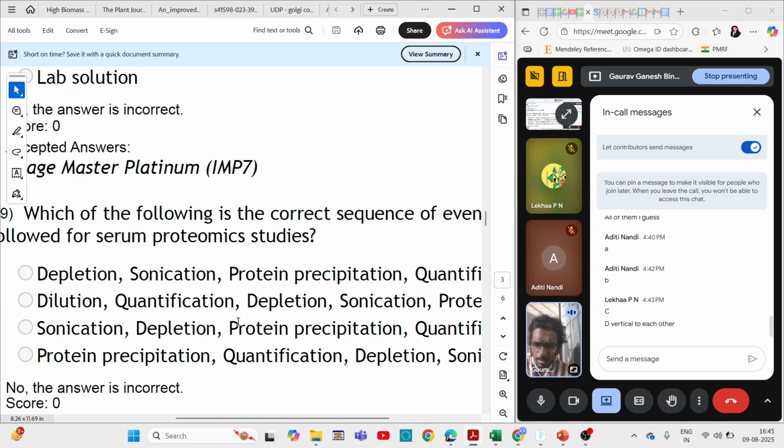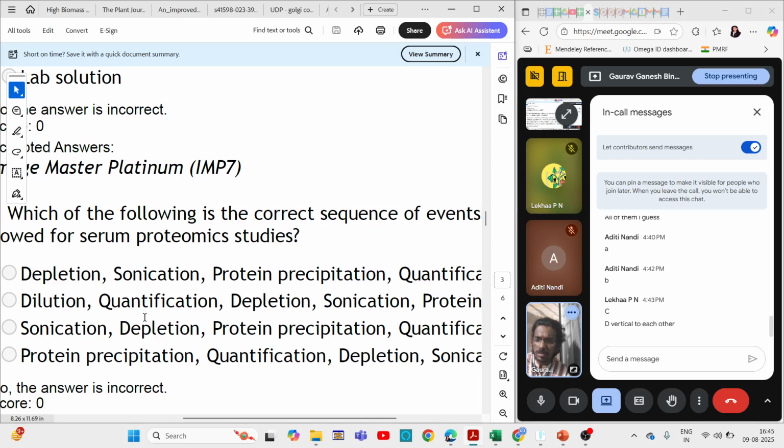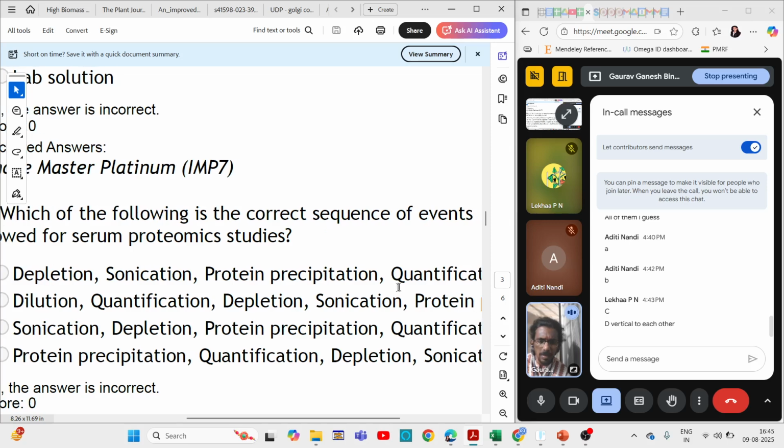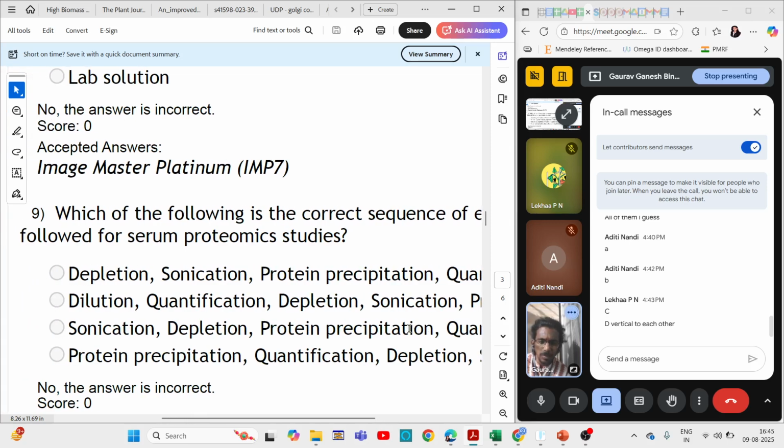First, you will need to lyse the cell. For lysing the cell, do we use depletion or do you need to use sonication? So which one should be the answer for this question? Yes. Correct sequence for serum proteomics study. As I already gave a hint, the final step will be quantification. So it will be either the first answer or the third answer. Which one, A or C?